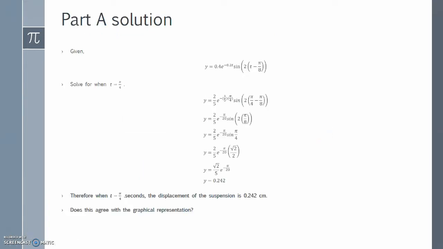To solve part A algebraically, we take our function and substitute in the value t equals pi over 4. We see that after substituting, we find that y equals 0.242. We need to make sure that we answer the question that was posed. So interpreting this, we say that when t equals pi over 4 seconds, the displacement of the suspension is 0.242 centimeters.